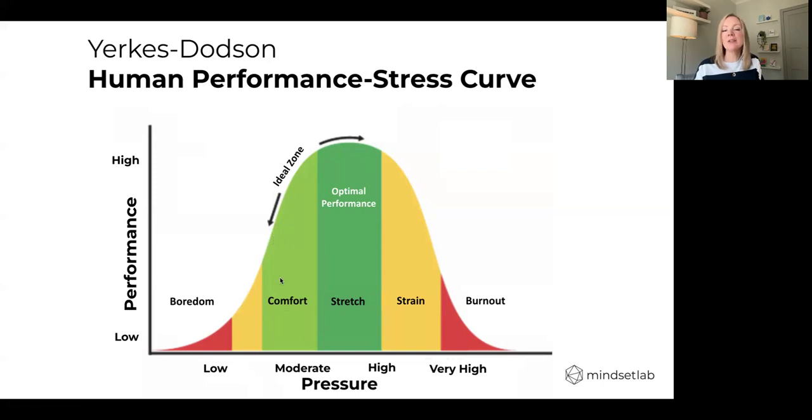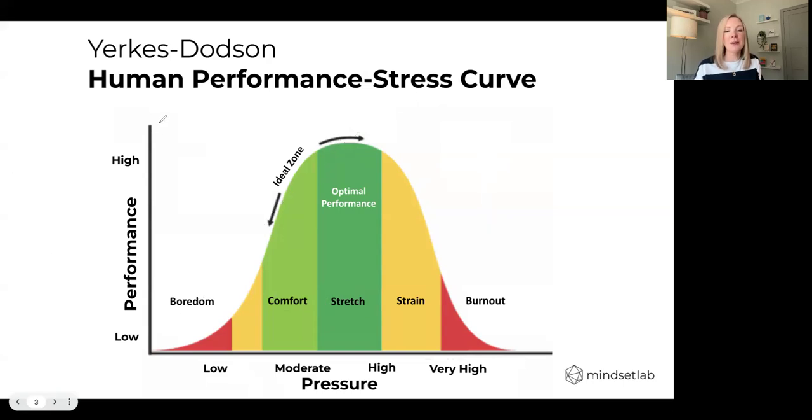So our ideal zone is to be in either comfort, or for really optimal performance, we want to be in stretch. But then at that point of peak performance, what starts to happen is we move over here to strain and burnout. And when we're in these zones, our performance goes down. So it's not a direct line that more pressure is a good thing. More pressure is a good thing to a point, and then it has a negative impact on our performance.